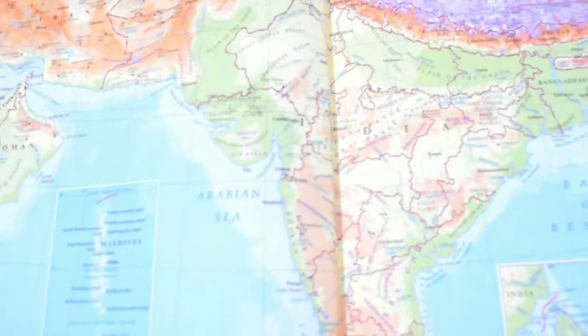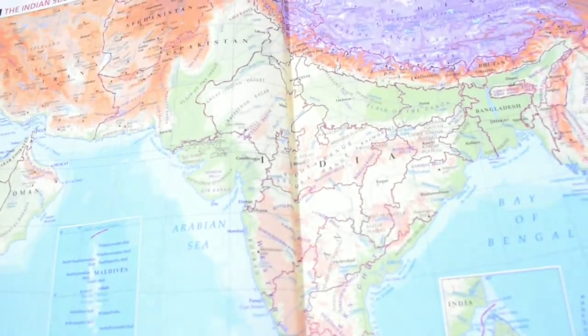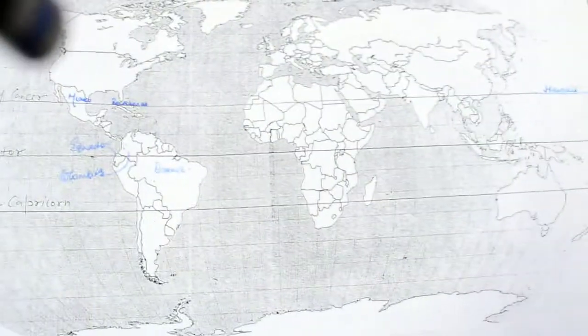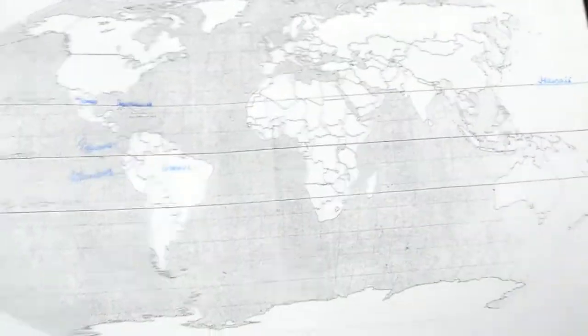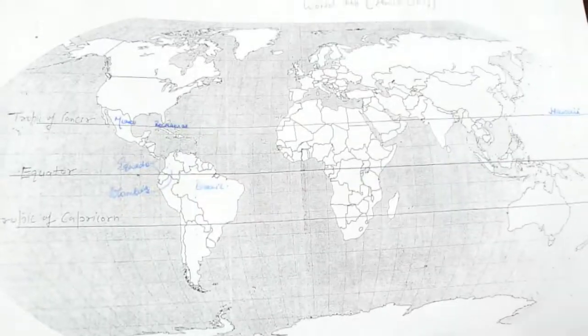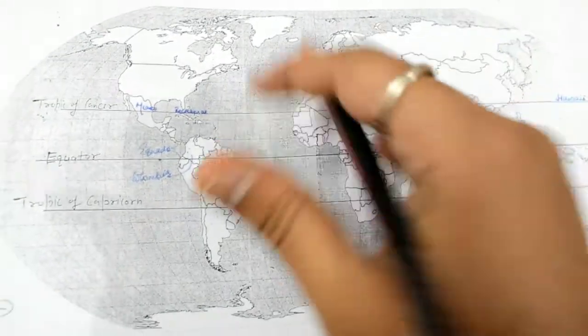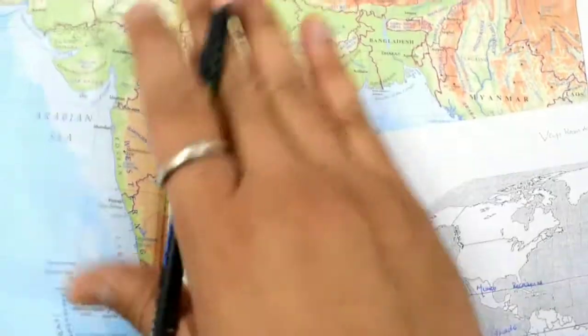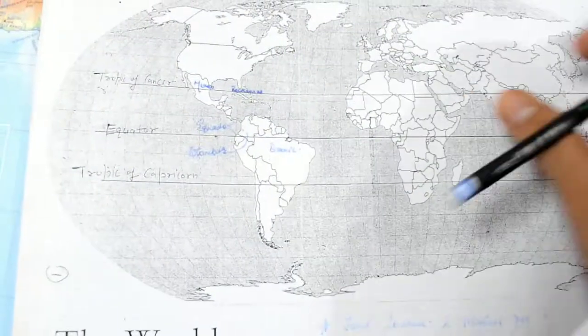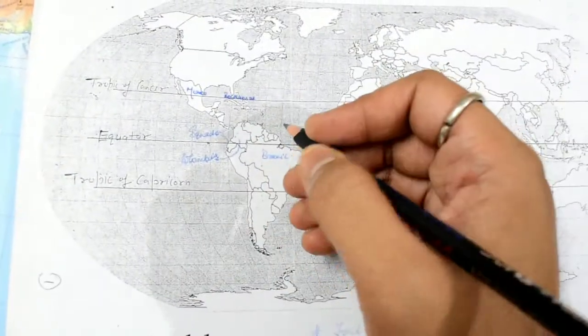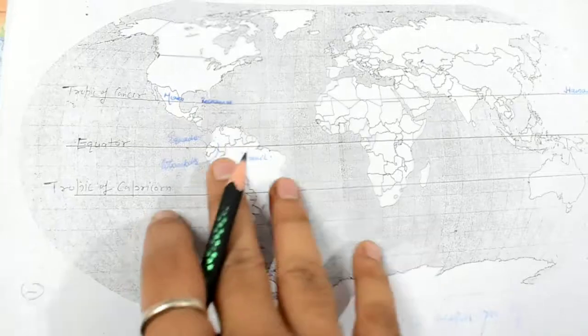When we talk of the two tropics, the Tropic of Cancer and the Tropic of Capricorn, we are actually talking about this. As you can see over here, we have the world map. I just got it, it was kept somewhere beside me. Do not think that there's no world map in this atlas. It will be easier to understand.